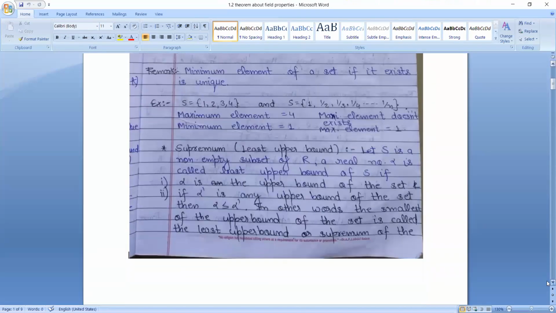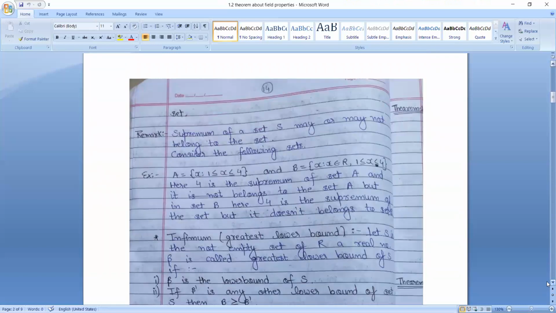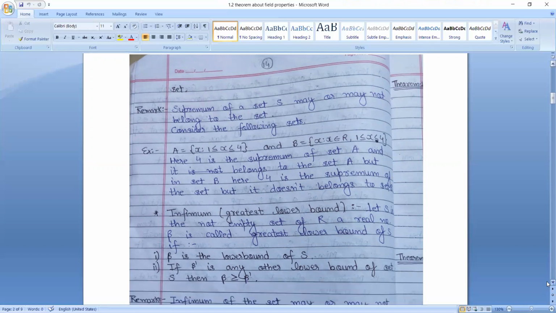Now the supremum. Let S be a non-empty subset of R. A real number alpha is called the least upper bound of S if, first, alpha is an upper bound of the set S, and second, if alpha dash is any other upper bound of the set, then alpha is less than or equal to alpha dash. In other words, the smallest of the upper bounds of the set is called the least upper bound or supremum of the set. There are remarks: the supremum of the set may or may not be in the set.